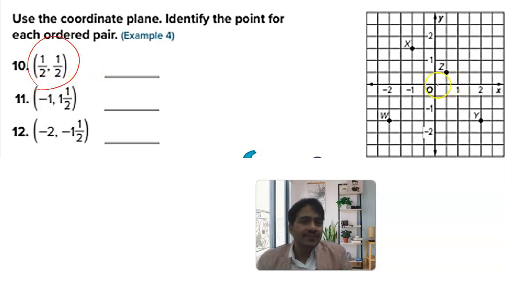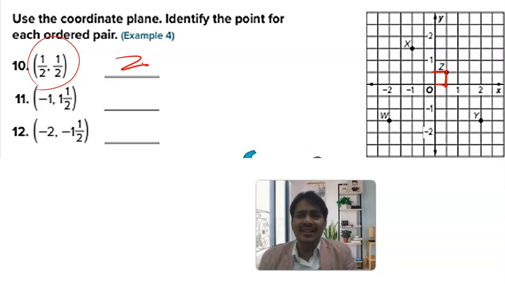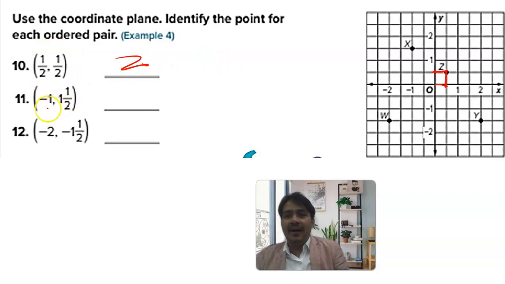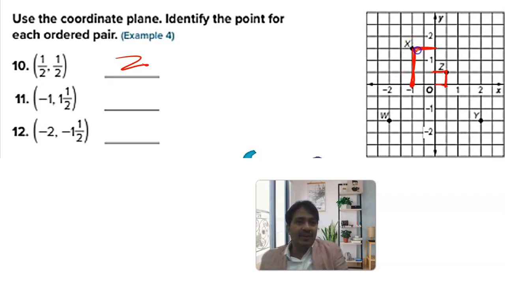Half, half. So half on the x-axis, half on the y-axis is z. Point is z. Easy peasy. Next, minus half on the x-axis. So minus 1 on the x-axis. And 1.5 on the y-axis. 1.5 on the y-axis means here. The point is x. You just have to tell which point represents this point. So the answer point is x.